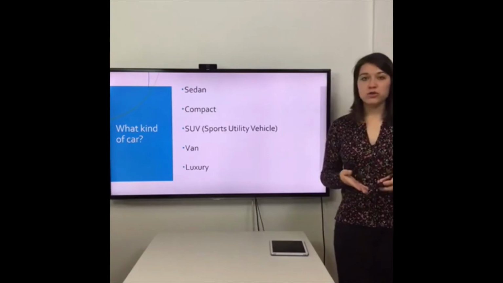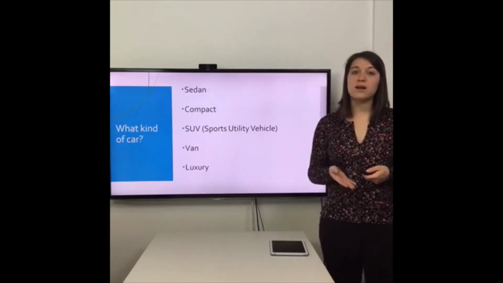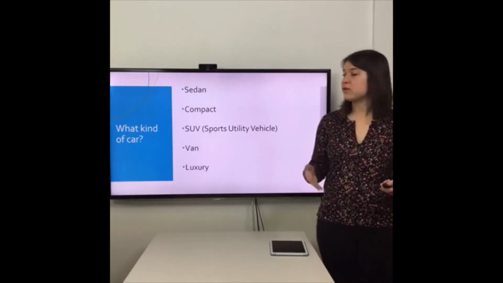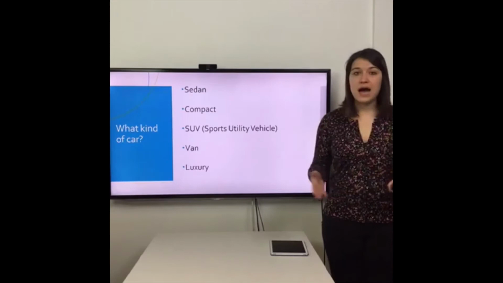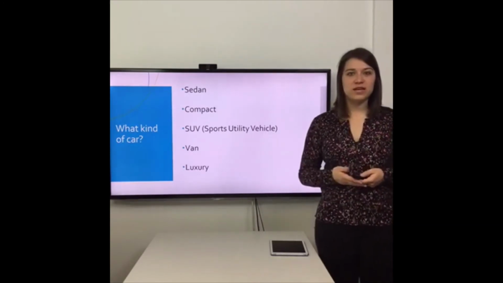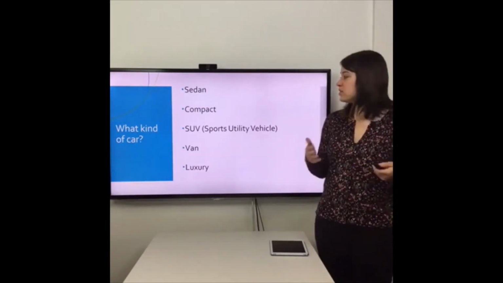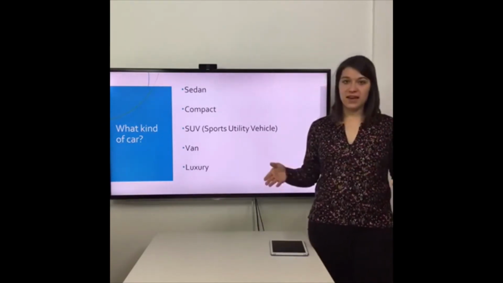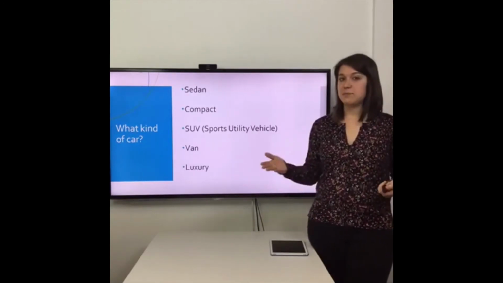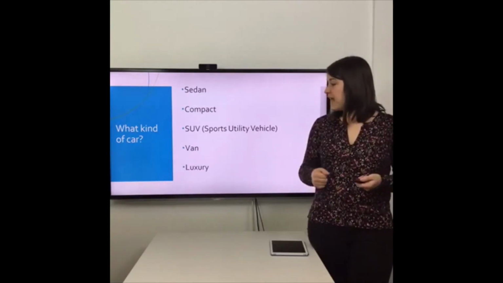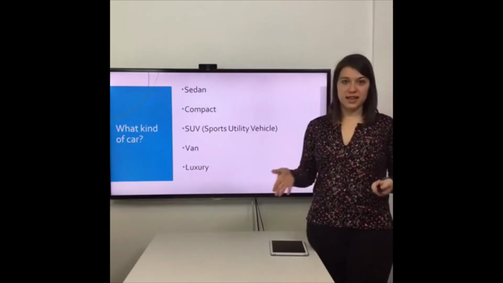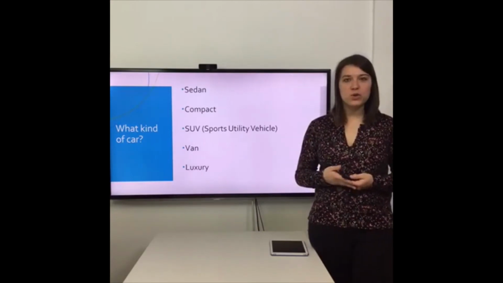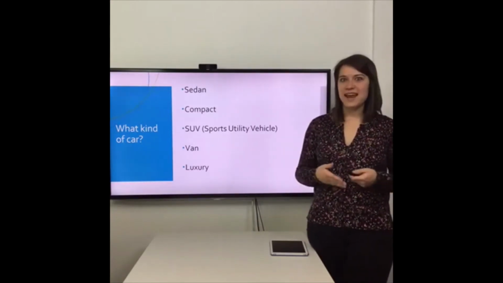Or if you're a smaller group, 1 or 2 people, you might want a compact car, which is a smaller car, like a smart car, a 2-door vehicle. If you're going to the mountains, you might want to get an SUV, which stands for Sports Utility Vehicle. Or for a big group, you may want a van where you can fit 8 to 10 people, maybe even more. And if you want to travel in luxury, you may want to rent a luxury vehicle like a BMW, a Porsche, a Mustang, something like that.